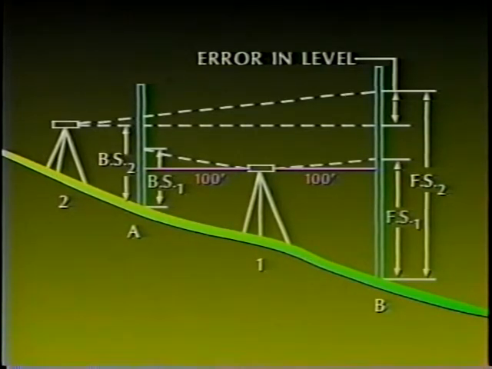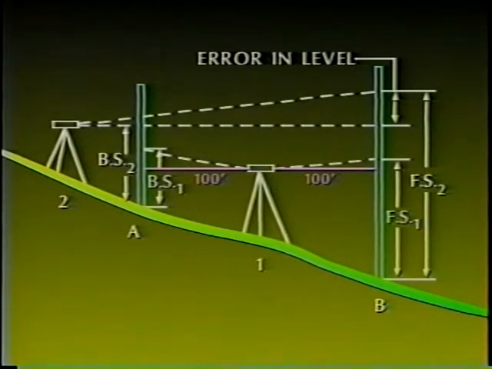Another foresight reading, FS2, is then taken on the rod at point B. This foresight rod reading establishes a new elevation for point B. We now have 2 elevations for the same point. Any difference in the 2 elevations is the result of misalignment of the instrument crosshairs. This mechanical error must be adjusted out of the instrument by actually moving the crosshairs in the level scope up or down to make the foresight FS2 yield the same elevation for point B as FS1, thus eliminating the error.